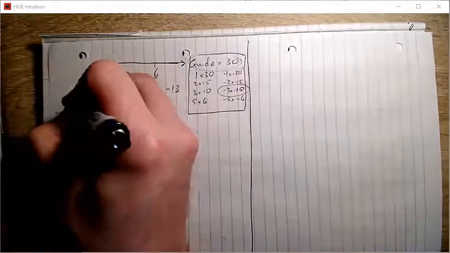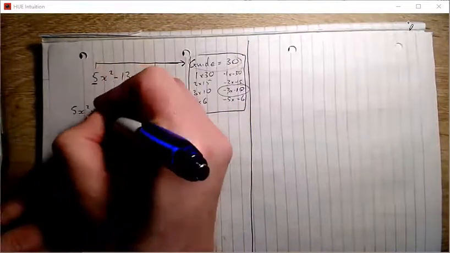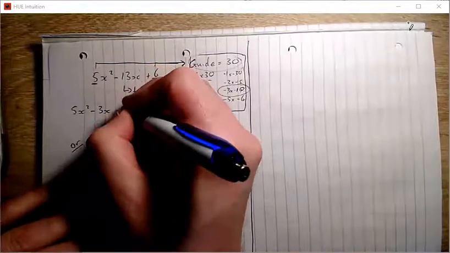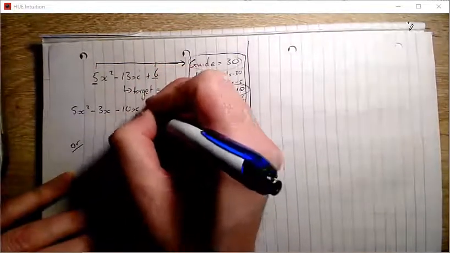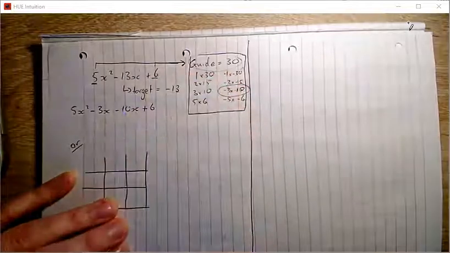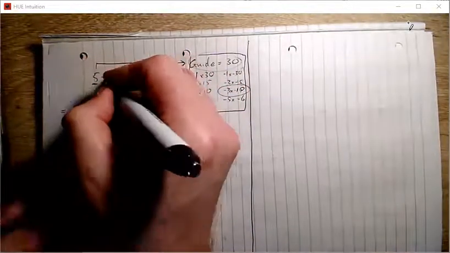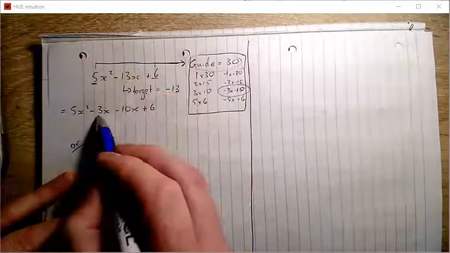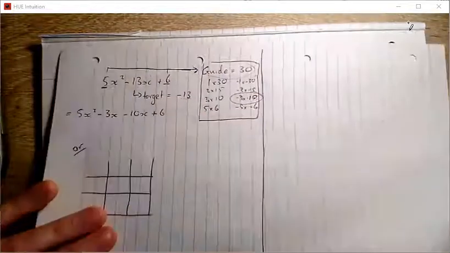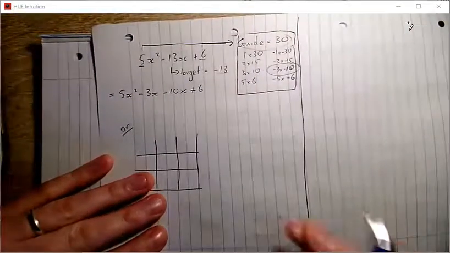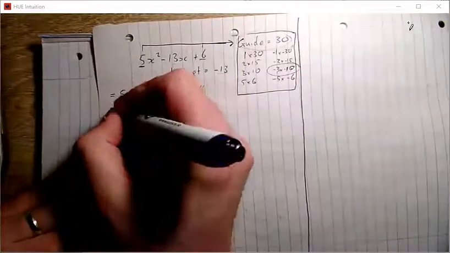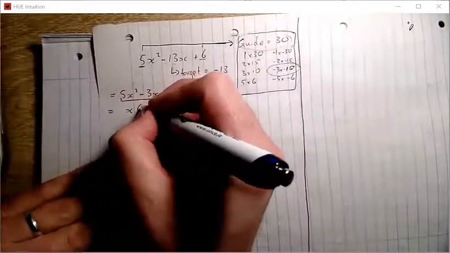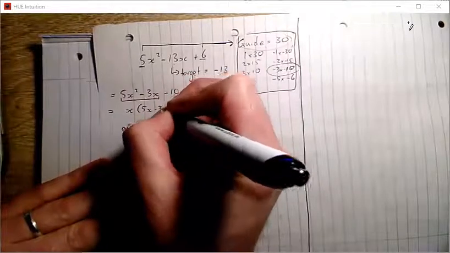I say 5x squared minus 3x minus 10x plus 6. So I've broken that -13 up. I've said these are the same, but I've broken -13 up into -3x minus 10x. What's my common factor here? x times 5x minus 3.